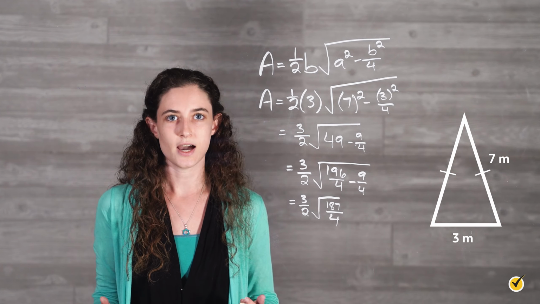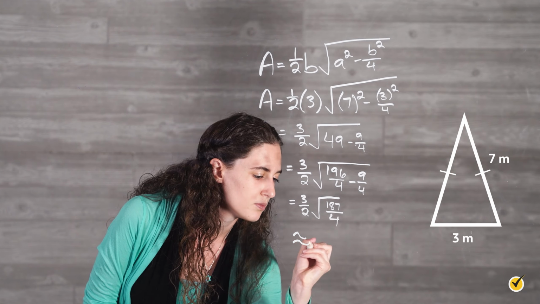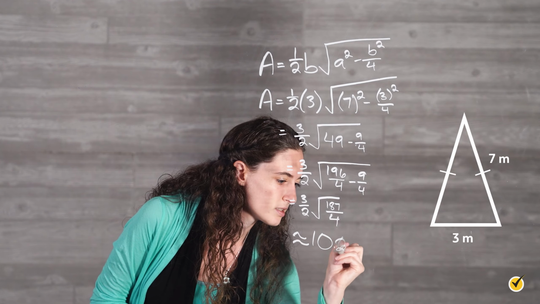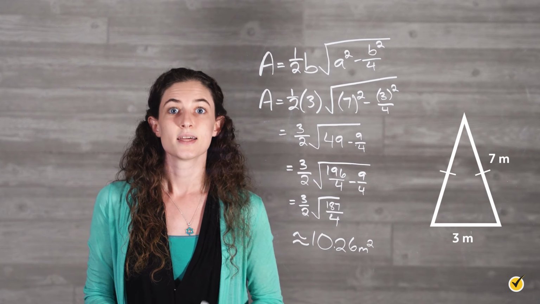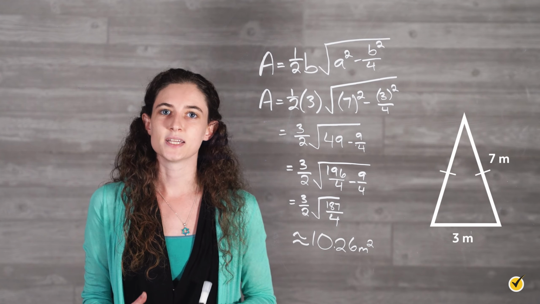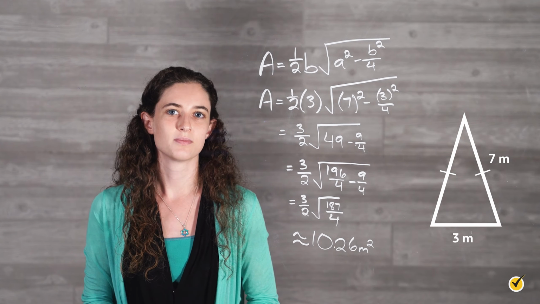which, when you simplify this out, is approximately equal to 10.26 square meters. The area of our triangle is approximately 10.26 square meters. Try finding the area of this triangle.